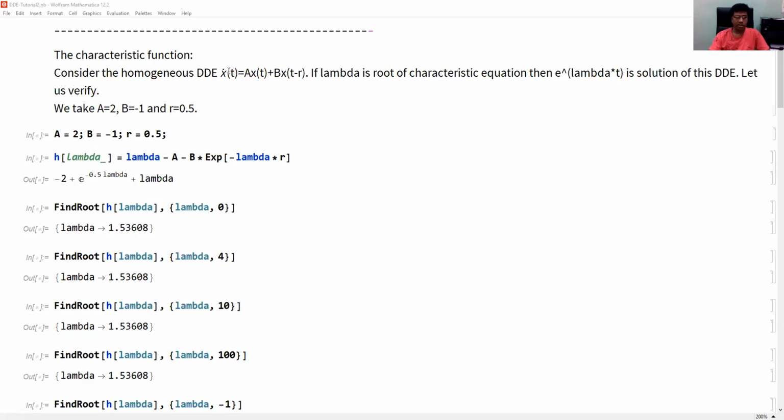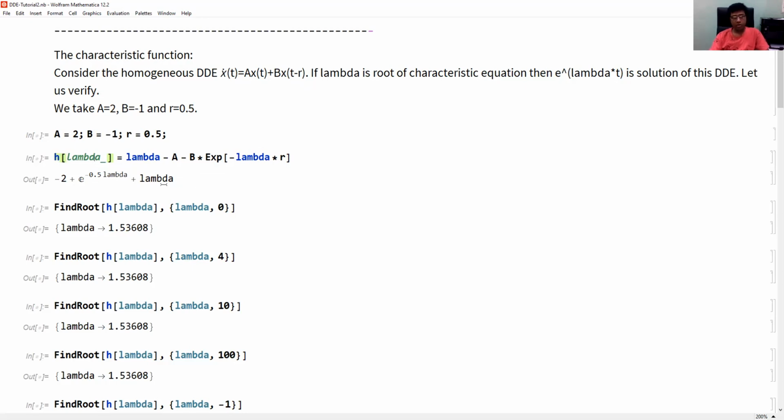Let us consider the delay differential equation x dot of t equal to a x of t plus b x of t minus r, with a equal to 2, b equal to -1 and delay r equal to 0.5. So in the first step we declare these things: a equal to 2, b equal to -1 and r equal to 0.5. In the next step we define the characteristic equation, H of lambda underscore, because lambda is the variable, equal to lambda minus a minus b e raised to minus lambda r. In this case it is a transcendental equation.